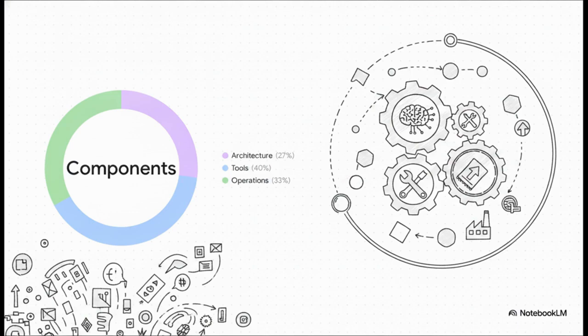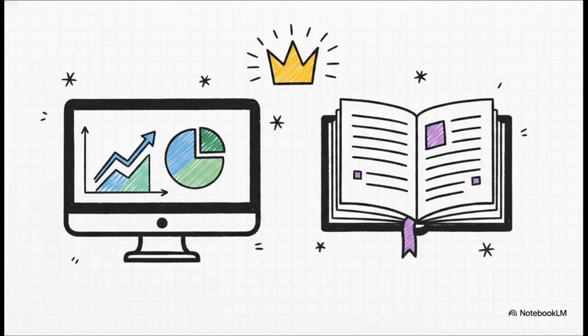You've got the architecture and brain handling all the deep logic and memory. Then, the actionable tools providing that crucial real-world utility. And finally, operations and polish, which ensures the entire system is scalable, observable, and most importantly, actually usable by a modern business.